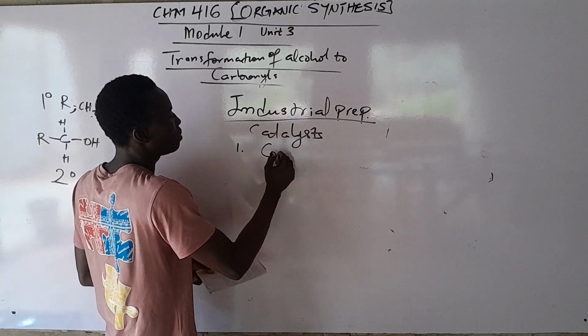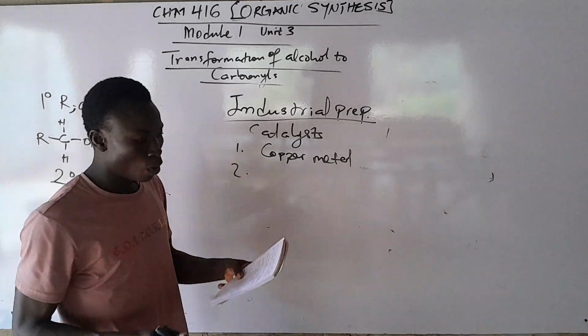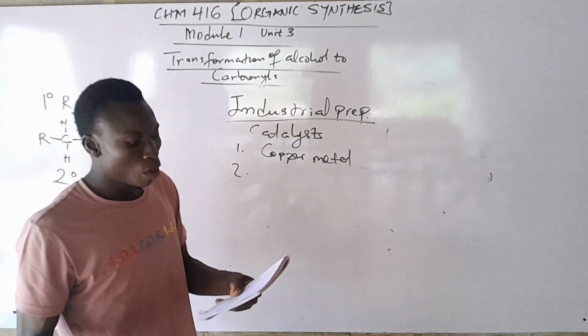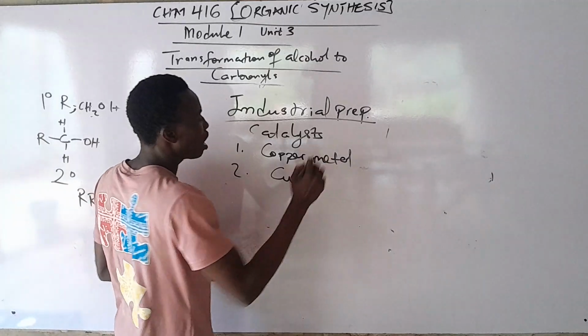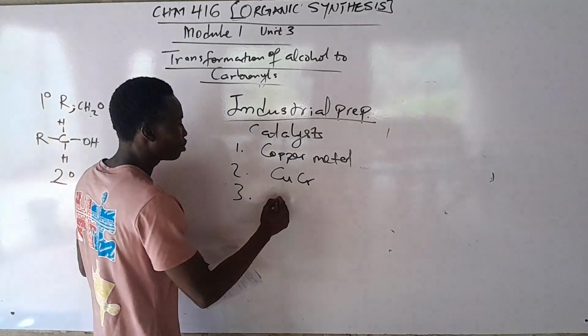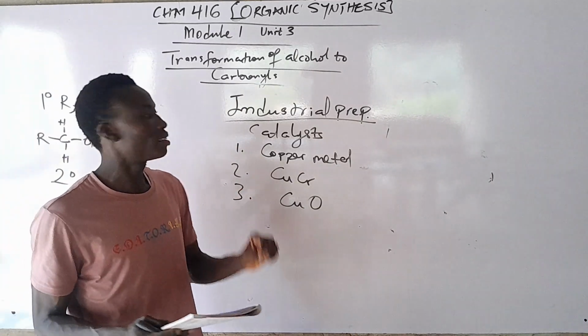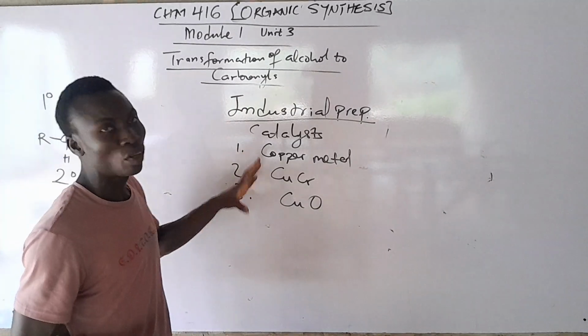We have the copper metal. Copper metal can be used as catalyst there. Number two, we also have the copper chromates, CuCr, which can also be used as catalyst there. We also have the catalyst of copper oxide. It can also be used as catalyst there. So these are the three industrial catalysts.